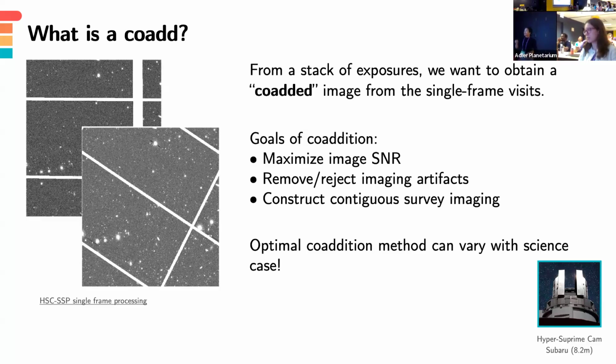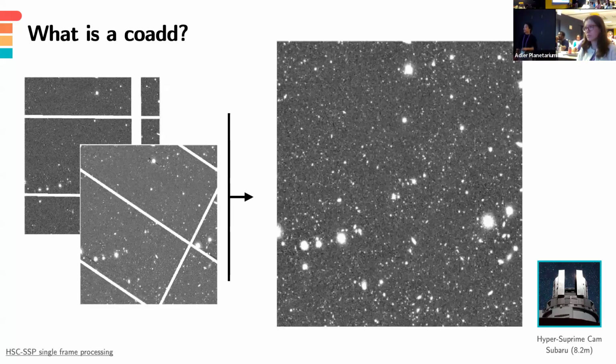And like I mentioned, optimal co-addition methods can vary by science case, which I'll mention again in a bit. I'll just say that these particular single frame images came from the Hyper Suprime-Cam on Subaru, which is an 8.2 meter telescope. So what do co-adds actually look like?